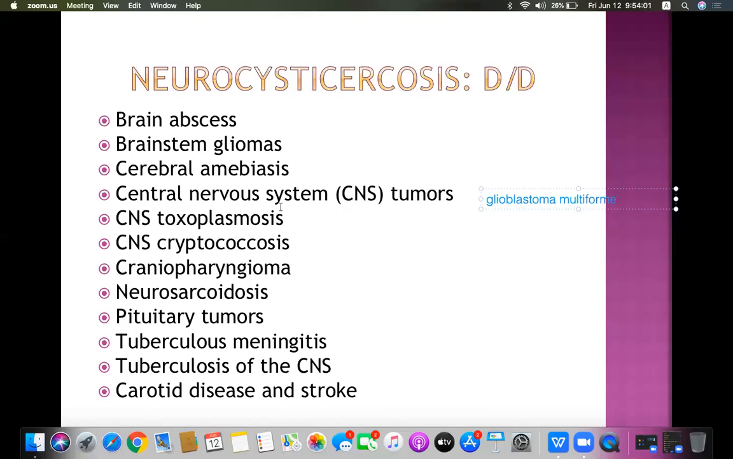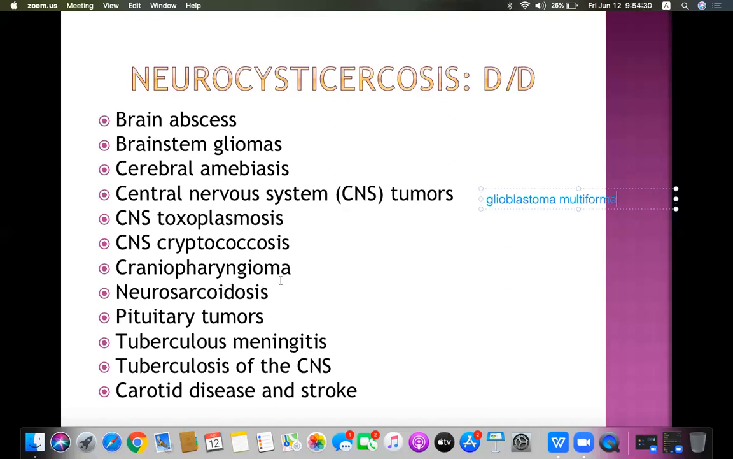Now, CNS toxoplasmosis occurs in immunocompromised people like AIDS. When Toxoplasma multiplies inside the brain, it also leads to a space-occupying lesion. CNS cryptococcosis. Cryptococcus neoformans is a type of fungus which also causes infection in severely immunocompromised people. Again, the example can be given in AIDS patients.